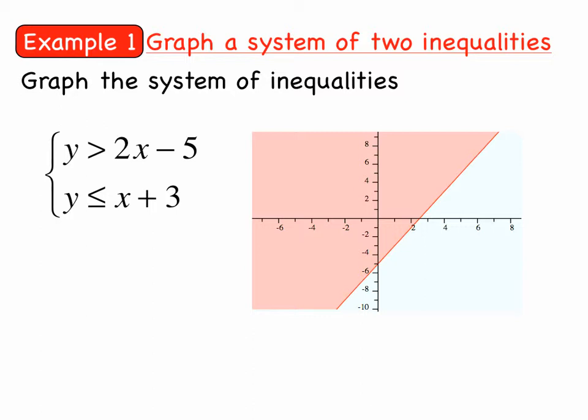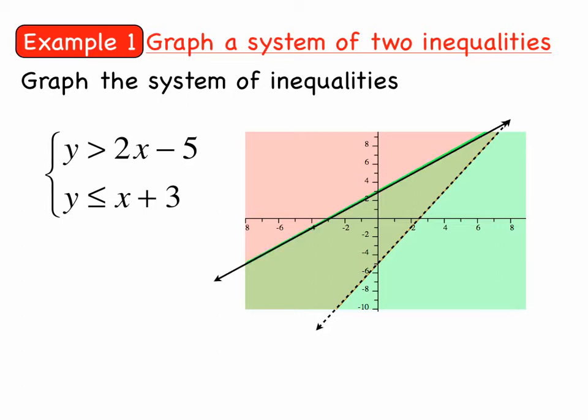The second one is y is less than or equal to x plus 3. We're going to start at the point 0, 3 on the y-axis. Our slope is 1, so we're going to go up 1 to the right one, up 1 to the right one. And here's what this one looks like. This one's going to be a solid line, and everything below it is shaded. Okay, so the first one has a dashed line, the second one has a solid line.